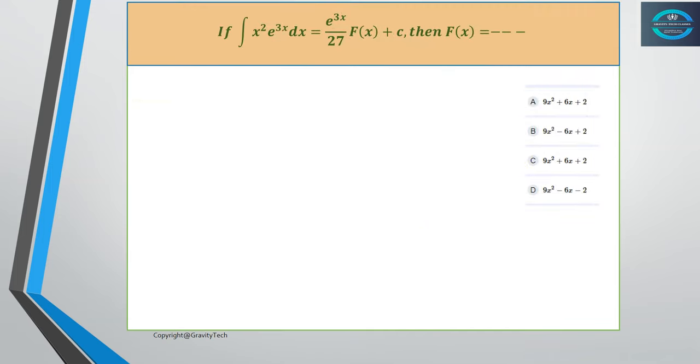Now what is the next question? The next question they have is: the integration of x square e raised to 3x dx is equal to e raised to 3x upon 27 times f of x plus c. Then what is f of x?